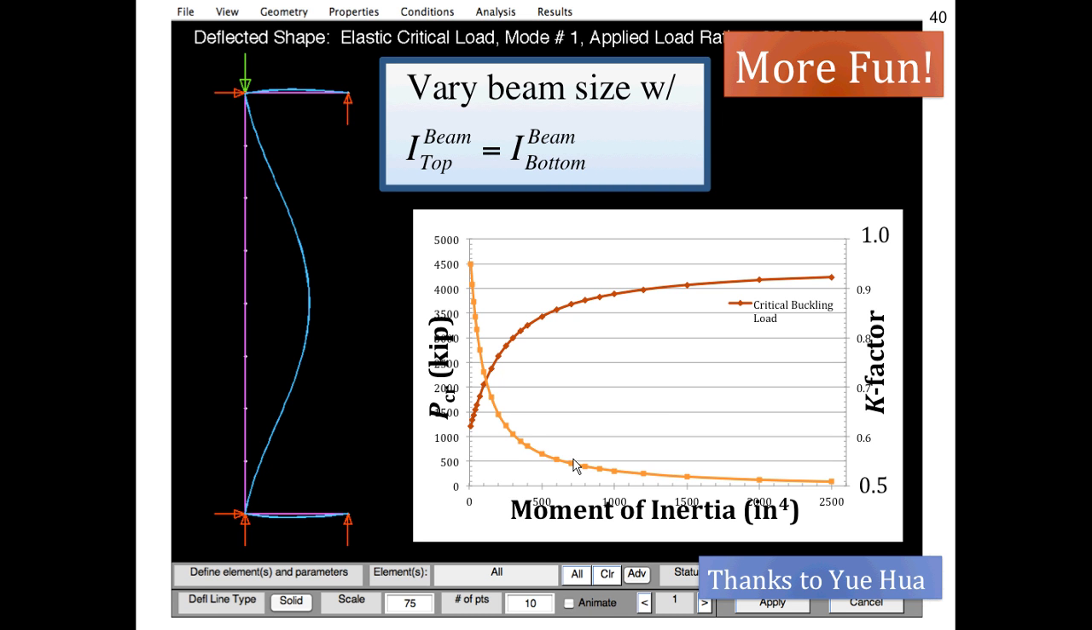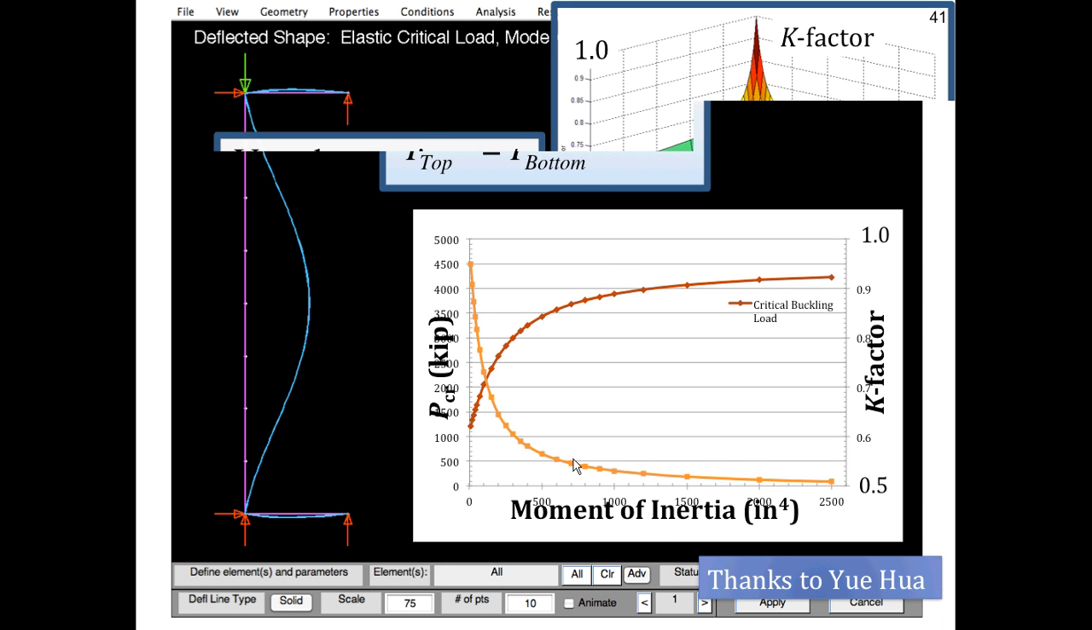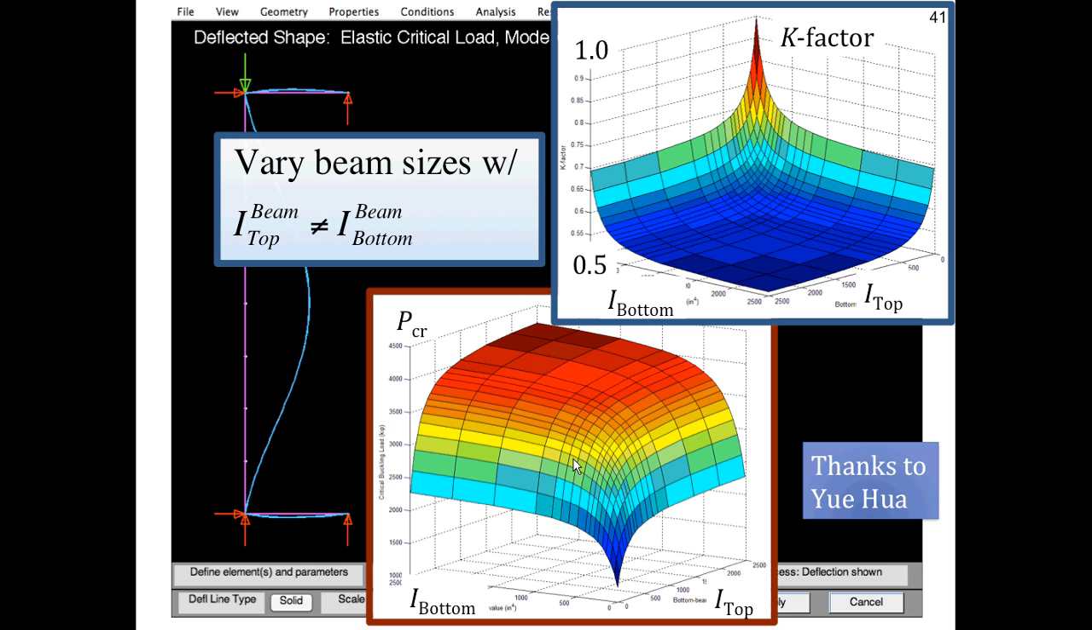Now, in the first part, we require the student to use the same moment of inertia, top and bottom. Well, what if we are allowed to use different moments of inertia, top and bottom? Now we're into sort of a 3D plot looking at the buckling load and the K factor. So, boy, now you're really having fun.